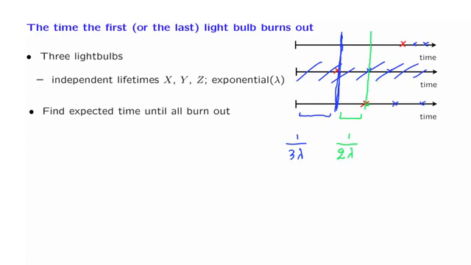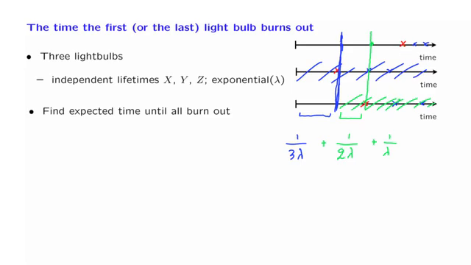And finally, once this burnout has happened, we can forget about this light bulb. We're left just with one light bulb, and starting from here, we wait until that light bulb burns out. Once more, because of the fresh start property of the Poisson process, starting from here until it burns out is going to be a random variable, which is an exponential random variable, and in this case an exponential random variable with rate just lambda. And by adding these three quantities, we get the expected time until all three have burned out.